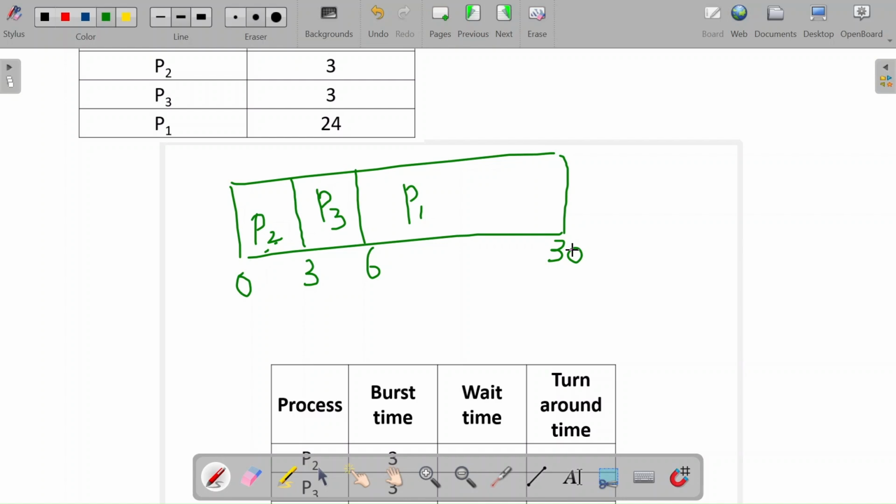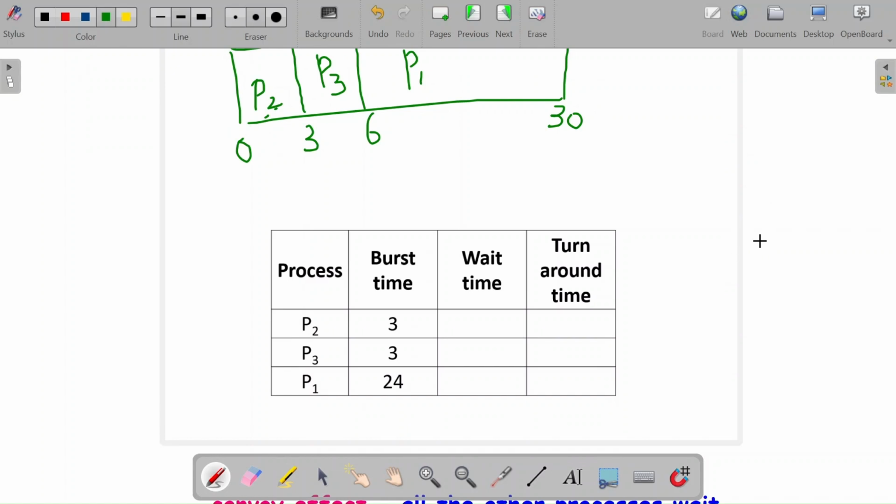Now for this analysis, let's take the wait time. For P2, what is the wait time? Let us calculate the wait time of P2. P2 starts at 0 and it arrives at 0.